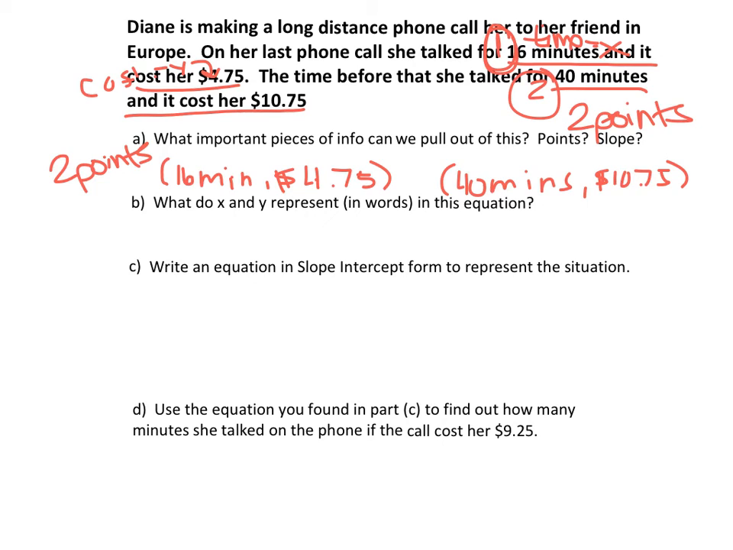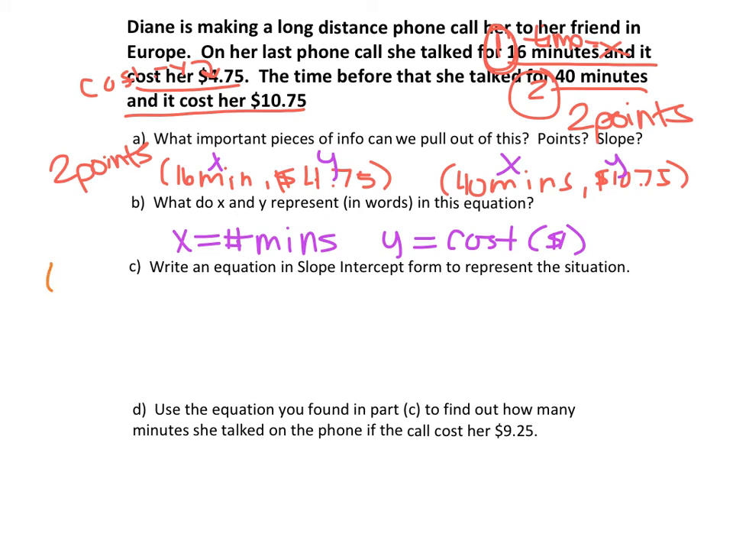Now my next question says, what do x and y represent in words in this equation? Well, here x, I can clearly see is my number of minutes because x represents 16 minutes and 40 minutes. Then y, I can see, is my cost in dollars. So I have what x and y represent in the context of the problem. Now my next step is to write an equation in slope-intercept form. And I know to get there I need to start with the information that I've been given.